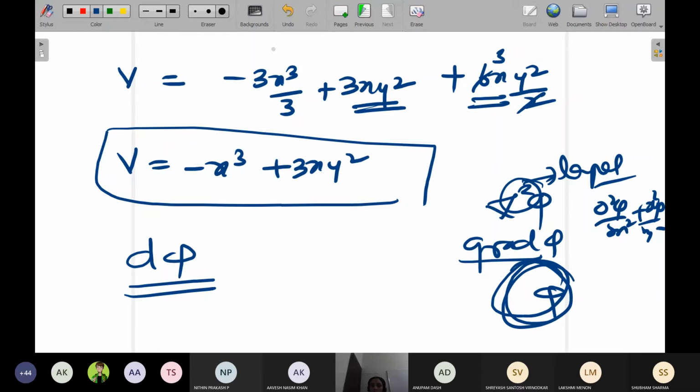Similarly, you can write x cube, 3xy square. One more time 3xy square is there, no need to write it. So this is your v.